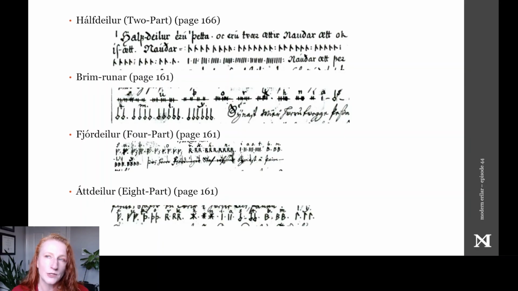Also shown are similar divisions of the Futhark that go into fourths and eighths. Crucially, we have no inscriptions that place these systems earlier than the 16th century, which tells us that we may be looking at scholarly experiments rather than inherited usage.